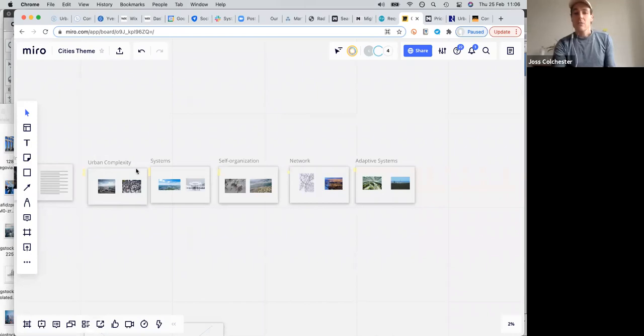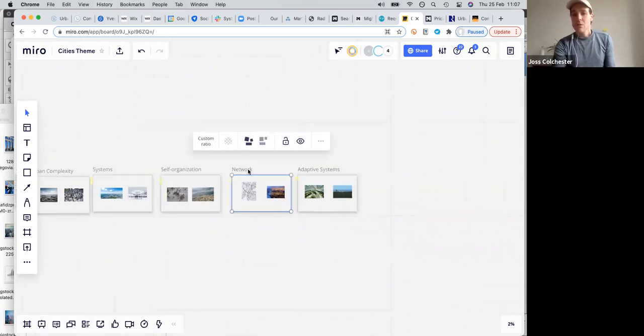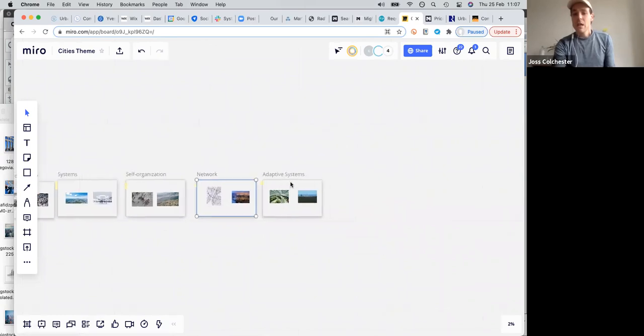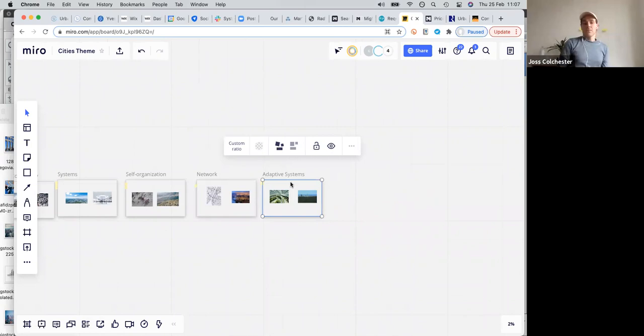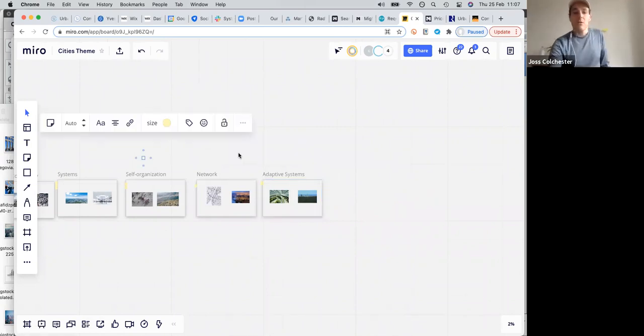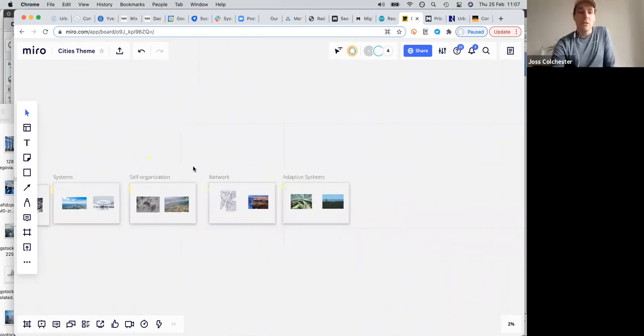So yeah, just to get an overview, first one is around what do we think this urban complexity stuff is? What does it mean to take a systems perspective to cities? What are these kind of self-organizing processes? What do they look like? What's a networked view of the world of cities? How can that help us? And how can we understand cities as complex adaptive systems? So that's what we'll be doing. We've just got an hour today, so we'll jump straight in.